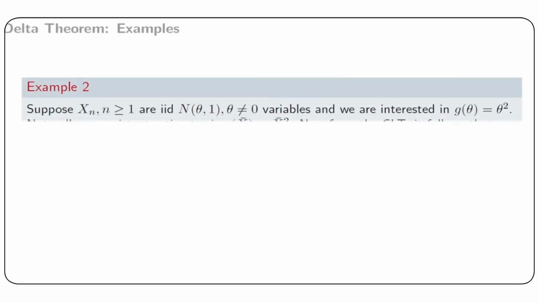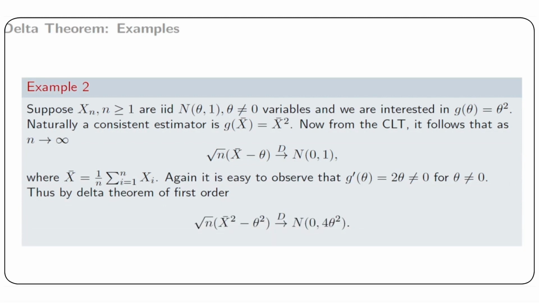Suppose Xn are IID Normal(theta, 1) variables where theta is not equal to 0, and we are interested in g(theta) equal to theta square. Naturally, a consistent estimator is g(X bar) equal to X bar square. Now, from the CLT, it follows that as n tends to infinity, square root of n times (X bar minus theta) converges in distribution to a standard normal variable. Since the first derivative of g at theta is not equal to 0, as we have assumed theta is not equal to 0, it follows from the delta theorem of first order that square root of n multiplied by (X bar square minus theta square) converges in distribution to a normal variable with mean 0 and variance 4 theta square.